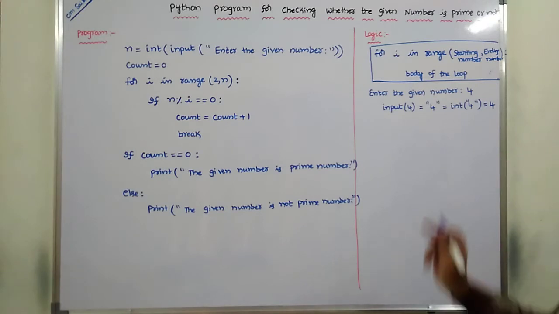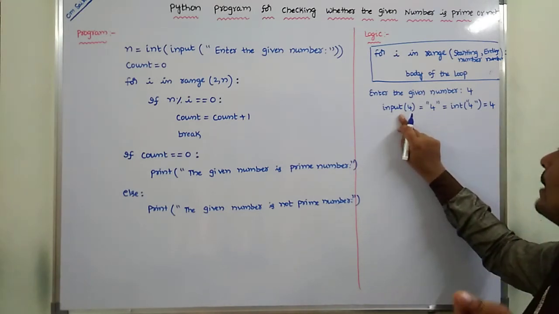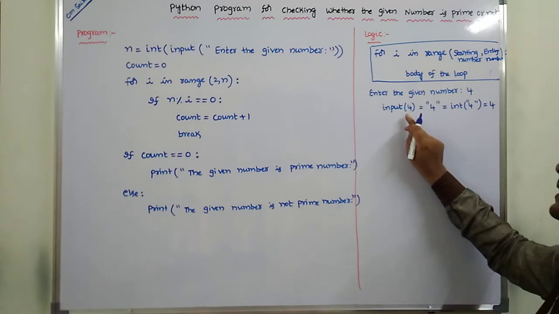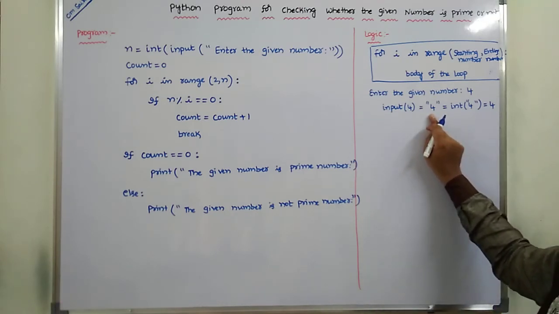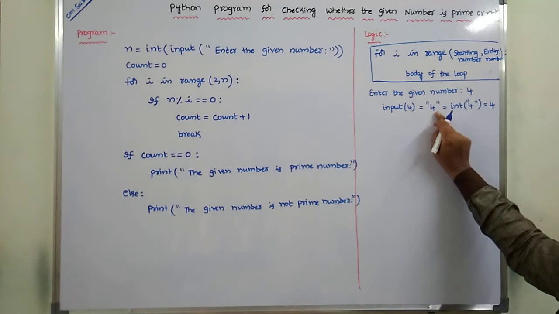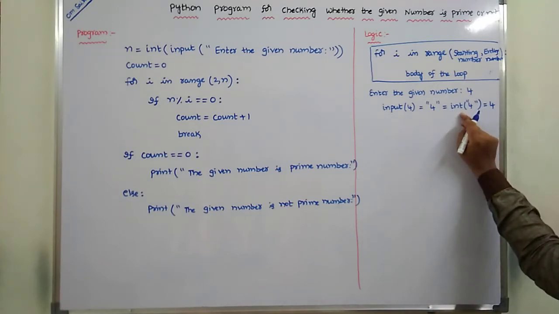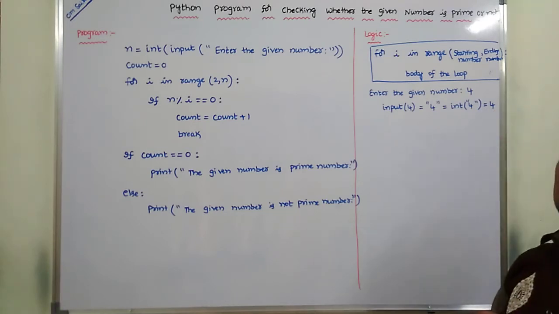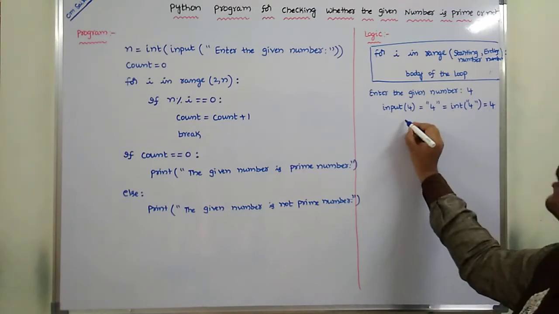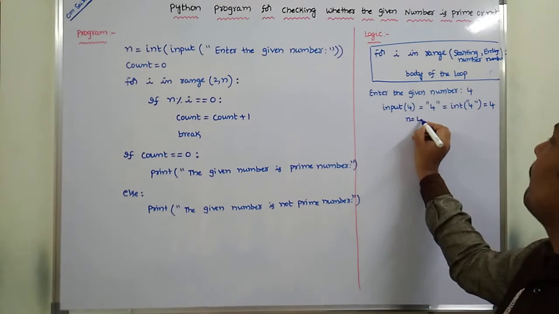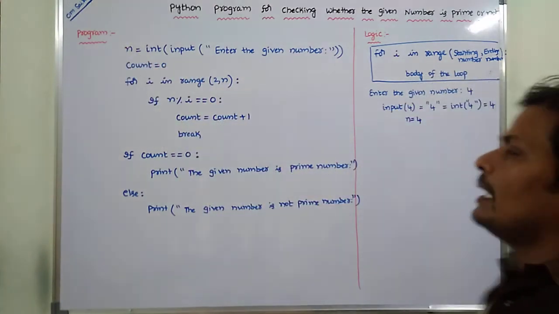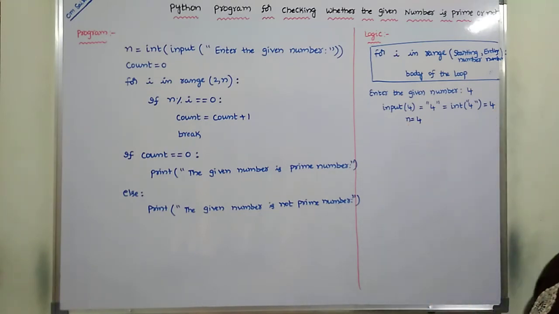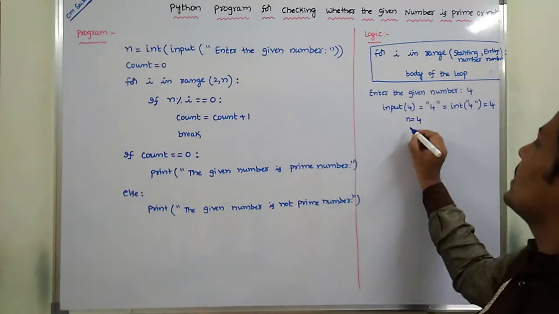The input function reads the input given by the user and returns it as a string. This string input is passed to the typecasting int function. It returns the integer value 4. This integer value is assigned to the variable n. Next, count is equal to 0.